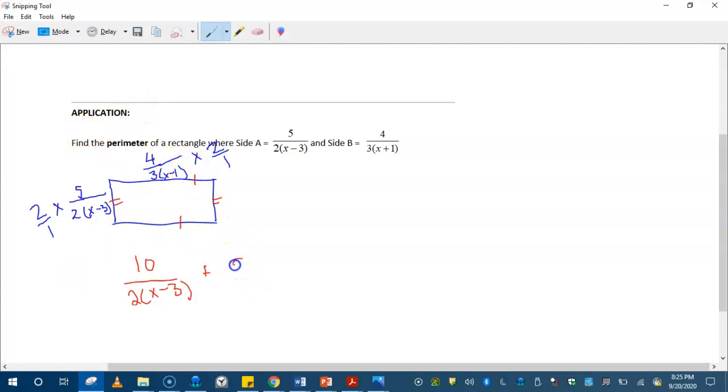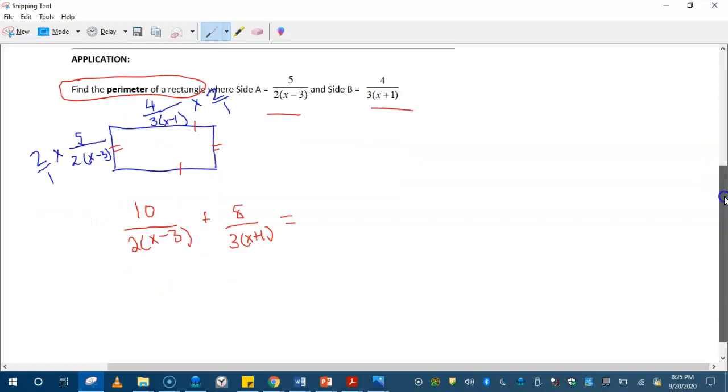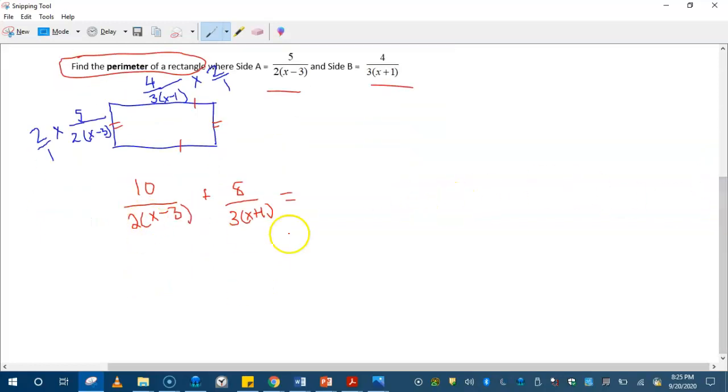And so that would be 8 over 3 times x plus 1. We are finding the perimeter of this rectangle, and we have doubled the sides. So, adding. We realize we're adding. We're doing just what we just did before. So let's start talking about what our LCD is.